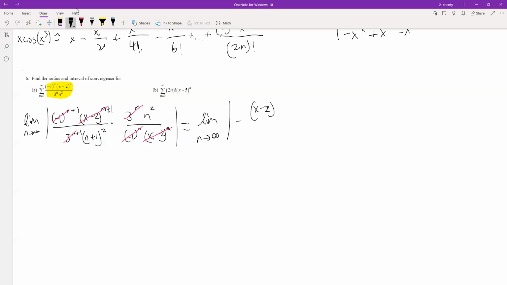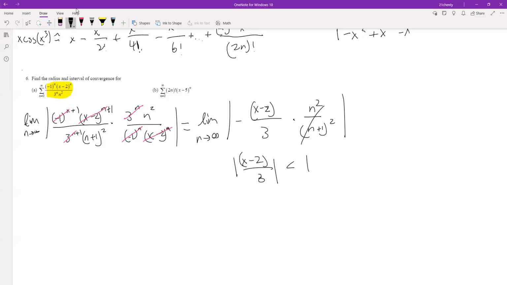times n squared over 3 times n plus 1 squared. Since we're taking the limit as n approaches infinity, and these are the same degree, these will just cancel out to 1. And so we're left with the absolute value of x minus 2 over 3, and this must be less than 1.